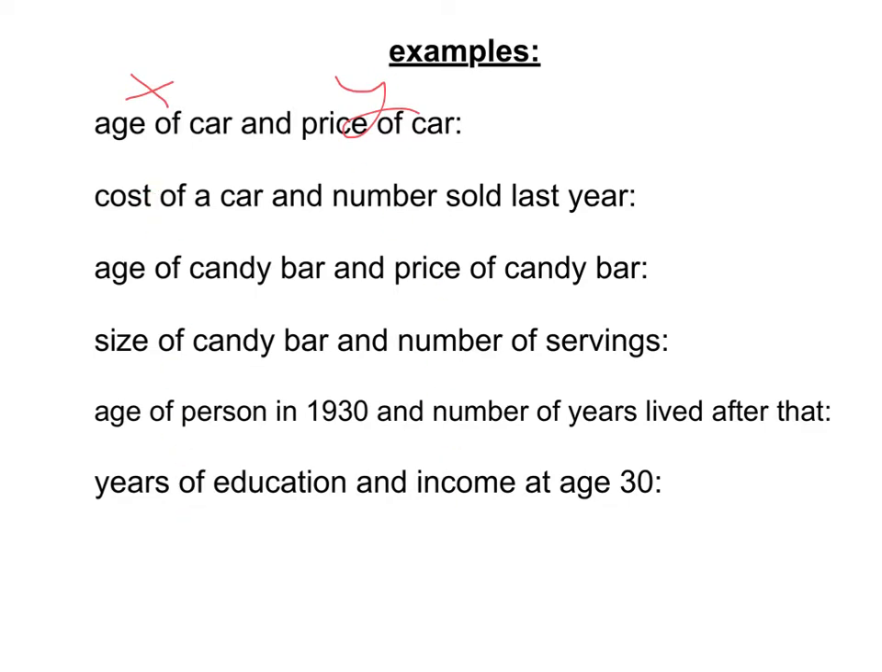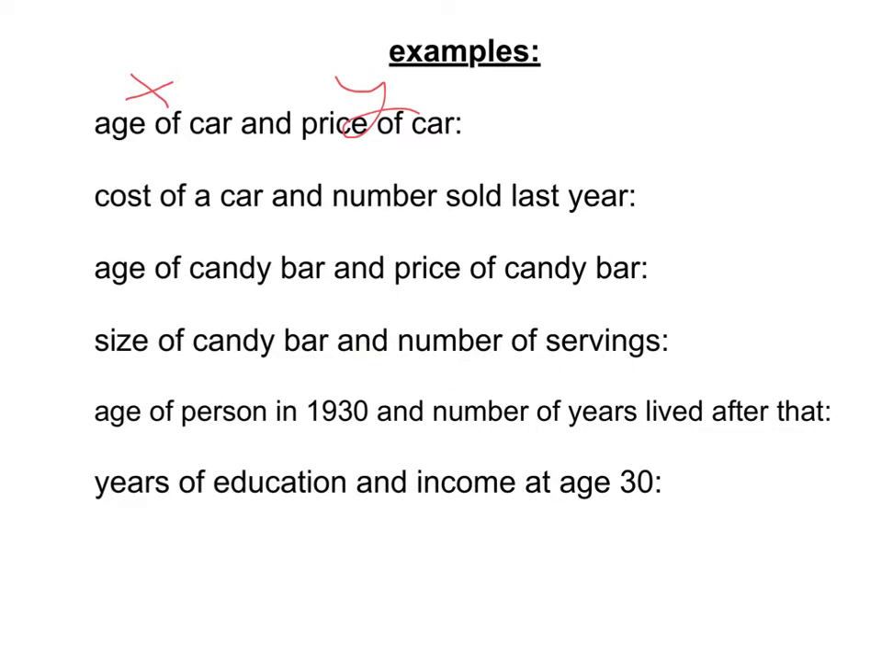So the second one, as the price of cars increase, what happens to the number that you sell? The third one, as candy bars get older, what happens to their price? The fourth one, as candy bars get bigger, it doesn't mean an individual candy bar getting bigger, but as you start looking at larger and larger candy bars, what happens to the number of servings you get?